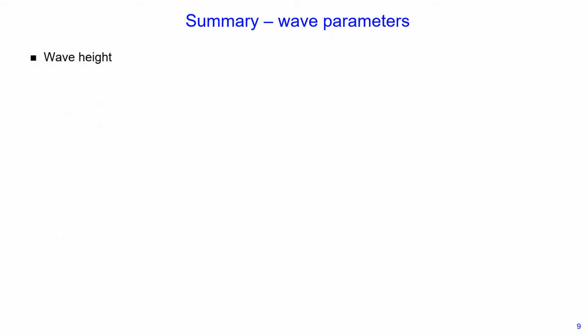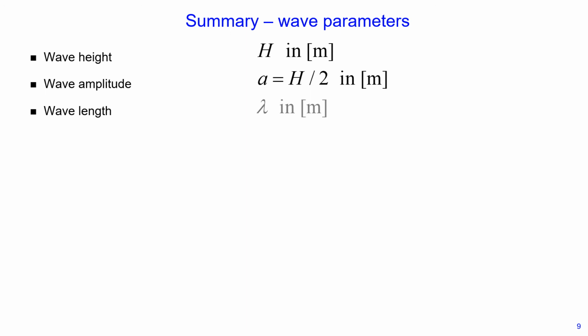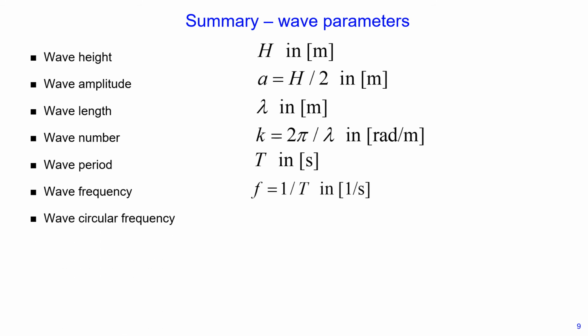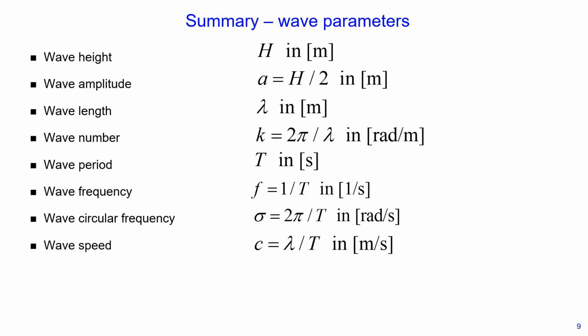First of all, he needs to know wave height, wave amplitude, wavelength, and wave number, which is 2 pi divided by wavelength. He also needs to know wave period, and usually when you deal with design waves, you know wave height and wave period. Wave frequency, which is 1 divided by wave period, wave circular frequency, or 2 pi divided by wave period, and also wave speed, which is calculated as wavelength divided by wave period. And of course, an engineer needs to know the water depth for the design of his site.